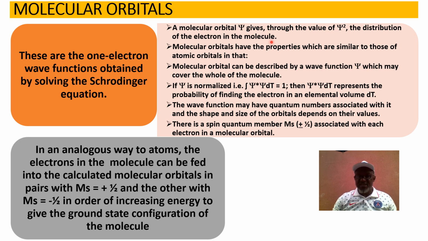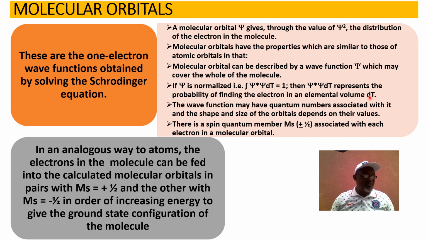Of course, we are going to see electronic configuration of molecular orbitals, just like we have electronic configuration in atomic orbitals. Molecular orbitals have properties which are similar to those of atomic orbitals. For instance, a molecular orbital can be described by a wave function phi, which may cover the whole of the molecule. If phi is normalized through this equation, then phi star phi dt represents the probability of finding the electron in an elemental volume dt.